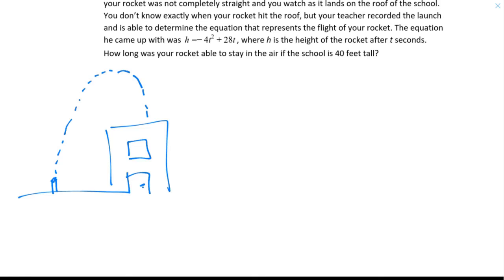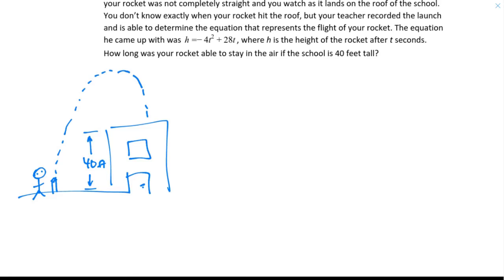Now, if we're down here with our rocket, we can't see the top of the roof, so we don't know exactly when that's hitting. That's why this problem is tricky. We really need that equation to be able to figure that out. We know that the school is 40 feet tall, so that probably will come in handy at some point.